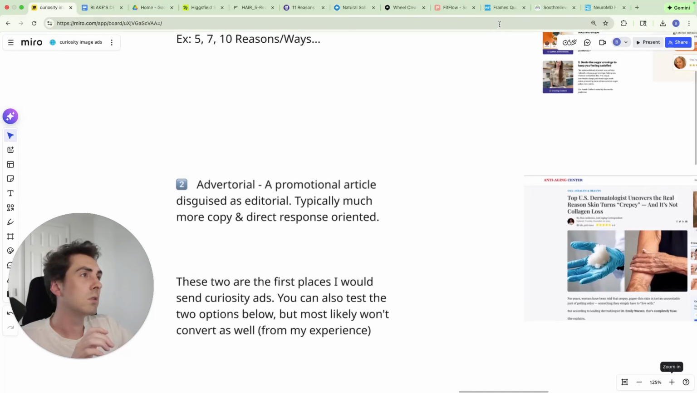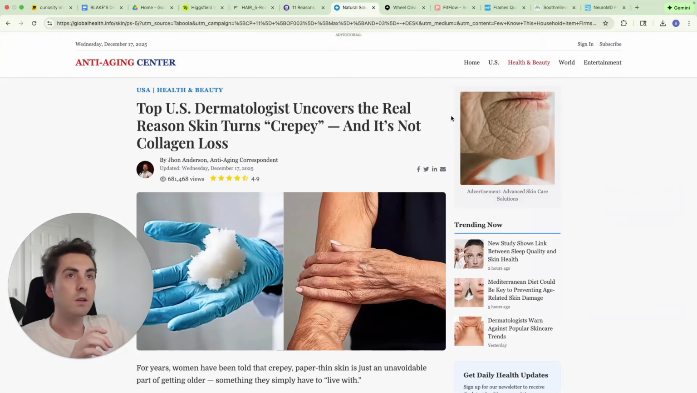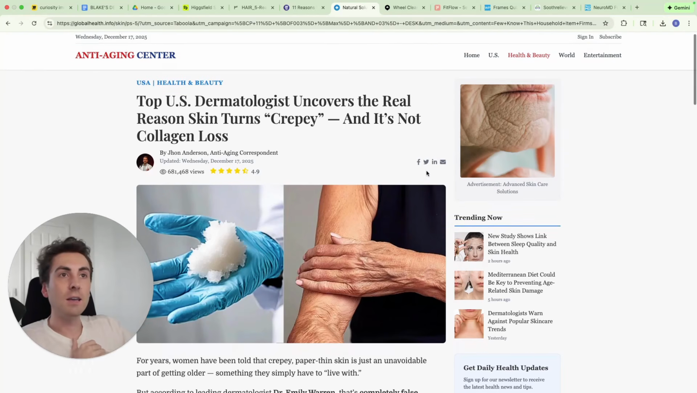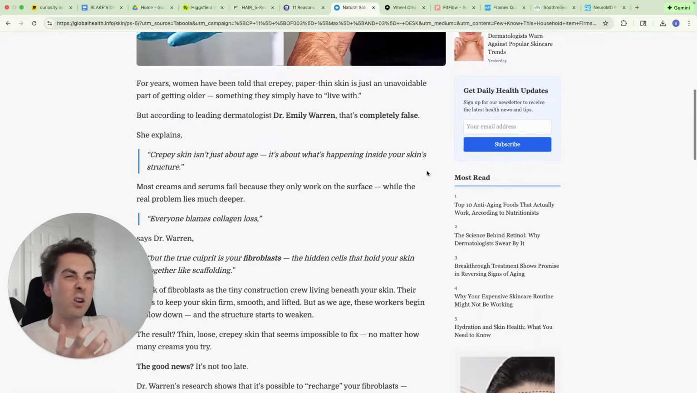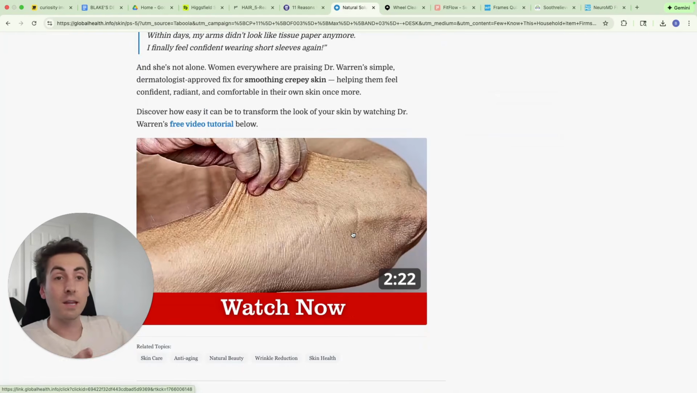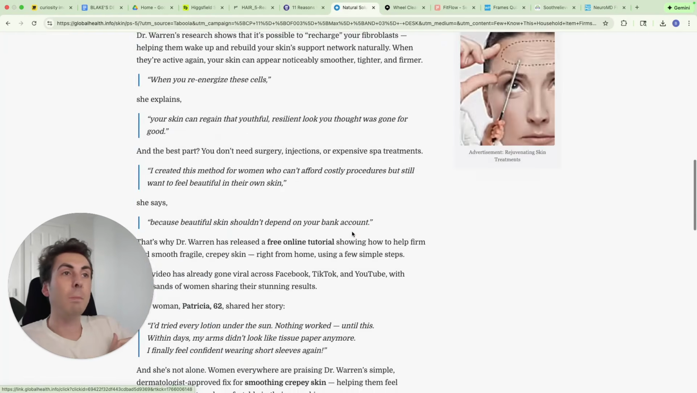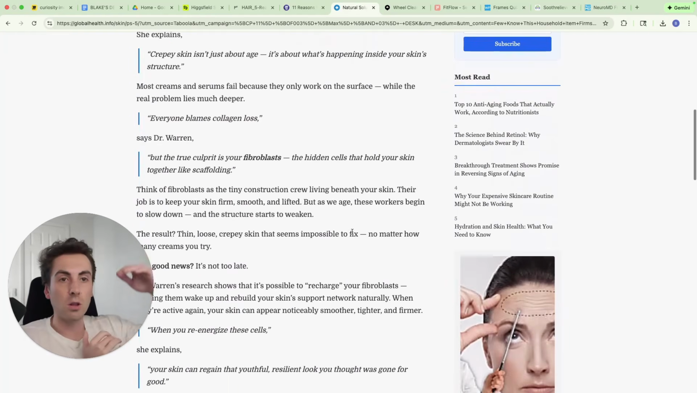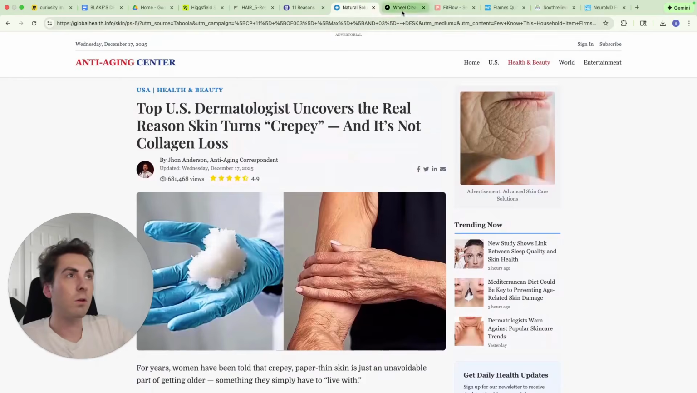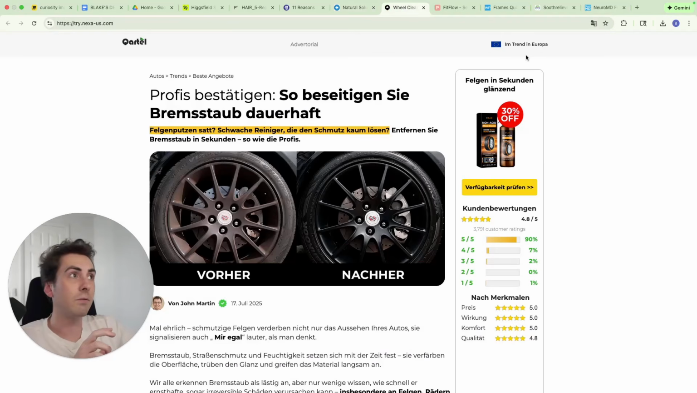Well, let's just go straight into it. Now, this is literally an advertorial that I found for this particular problem, which is like this crepey skin, right? So you can see it feels more like a blog and an article. It's more copy oriented, pain point oriented, and then they're sending this to then a VSL, which is a video, but typically advertorials would just go down longer and longer and longer and then have a call to action at the bottom. This is an advertorial. This is an advertorial as well.